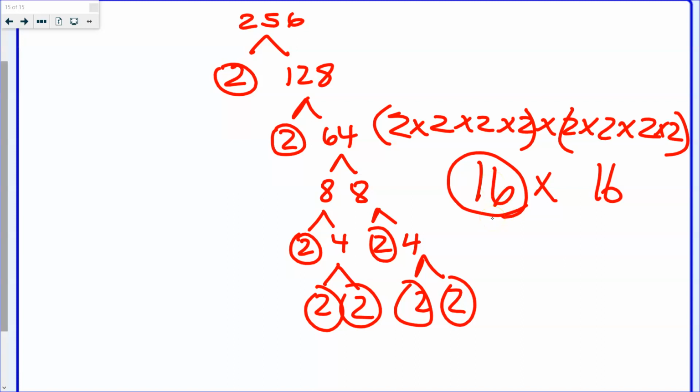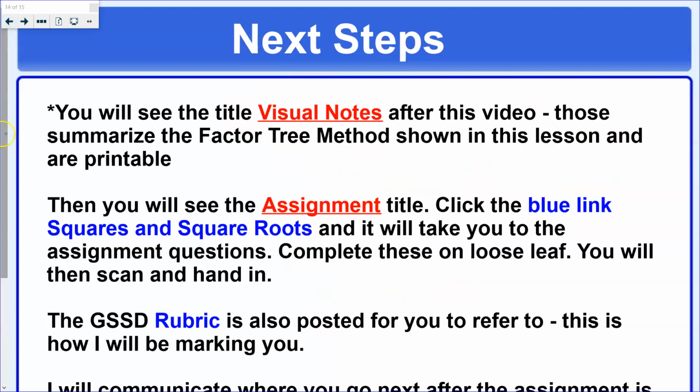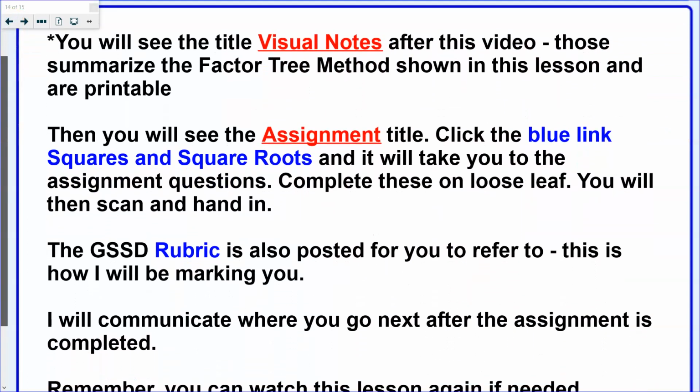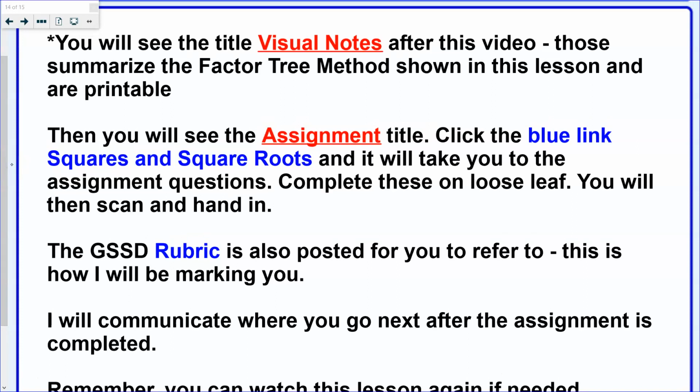You could also do it with factoring. That might take longer, but if you prefer that method, that's fine too. All right, so where do you go from here? You'll see after, or in this lesson, after the video, the visual notes in red. Those summarize the factor tree method I just showed you, and they're printable. They're not as messy as my scribbles. And then you'll see the assignment title. You can click the blue link that says squares and square roots, and it'll take you to the assignment questions.